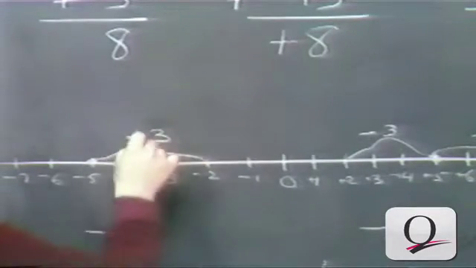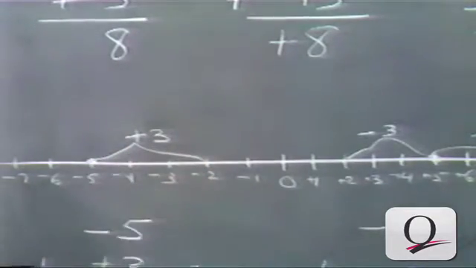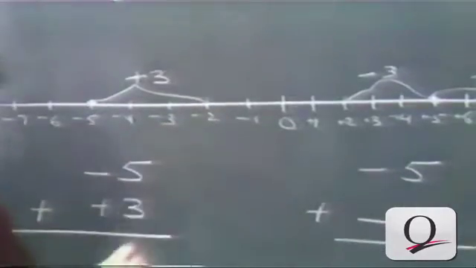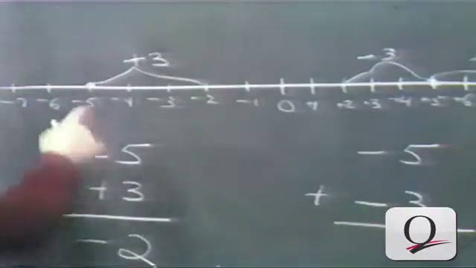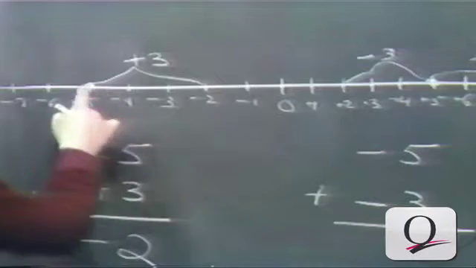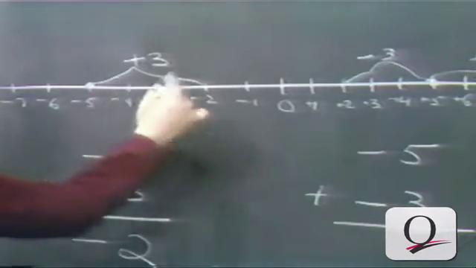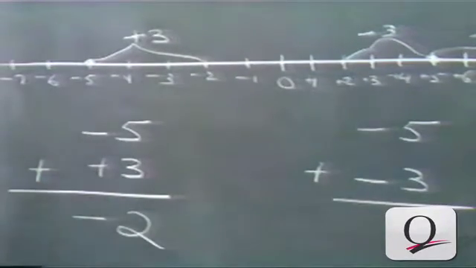We are adding plus 3 to minus 5, taking us from minus 5 to minus 2. Minus 5 and a plus 3. Minus 5, moving 3 units to the right, lands us at minus 2.